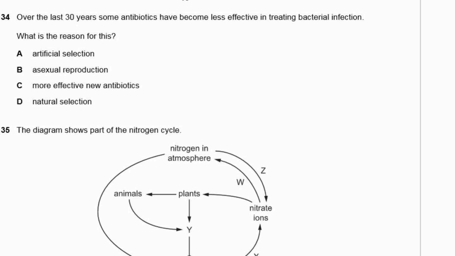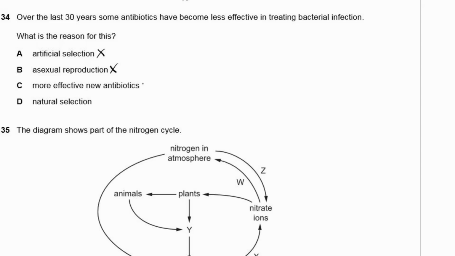Question 34. Over the last 30 years, some antibiotics have become less effective in treating bacterial infection. What is the reason for this? Is it artificial selection? Nope, not artificial selection. It's not people choosing to have less effective antibiotics. Is it asexual reproduction? No, bacteria do asexual reproduction, but that's not what causes antibiotic resistance on its own.